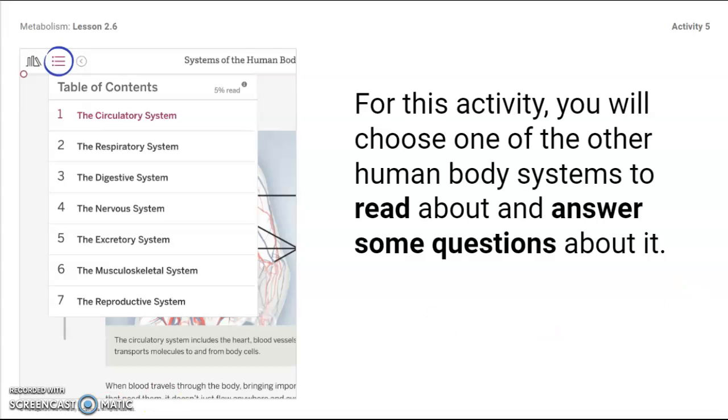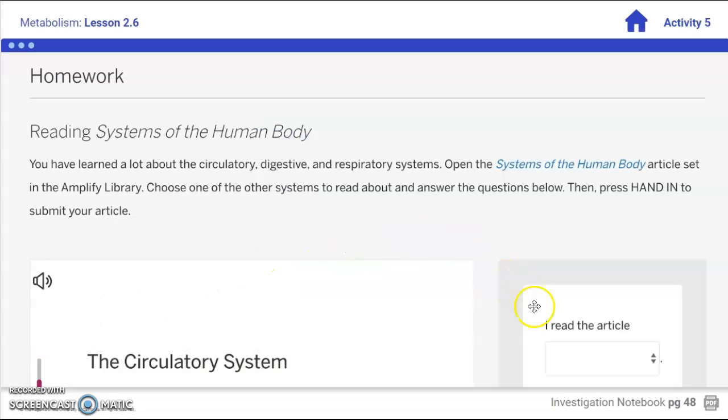and your aspire to do's. So in this activity, you're going to choose one of the human body systems that you read about or to read about, and answer some questions about it. So you've got the circulatory system, respiratory, digestive, nervous, excretory, musculoskeletal, and the reproductive system. So you get to choose one of those, and you're going to answer some questions.